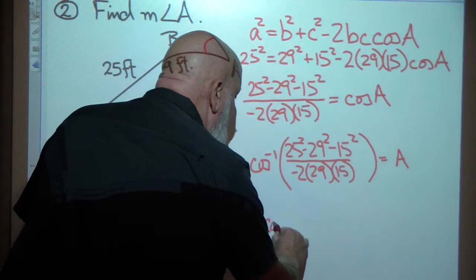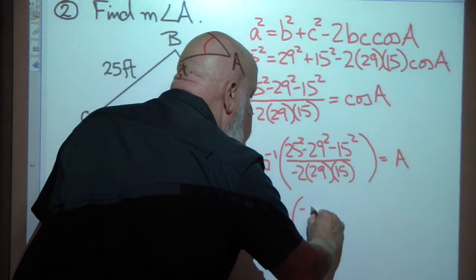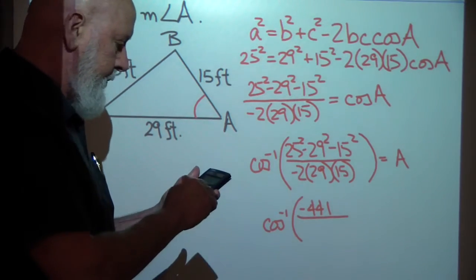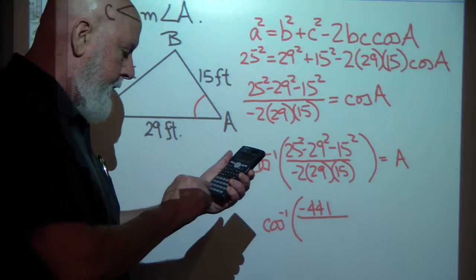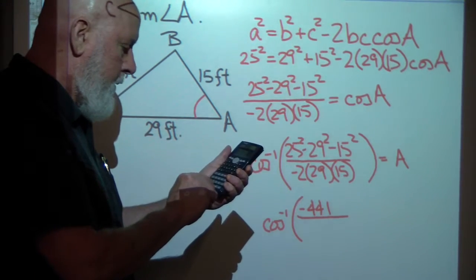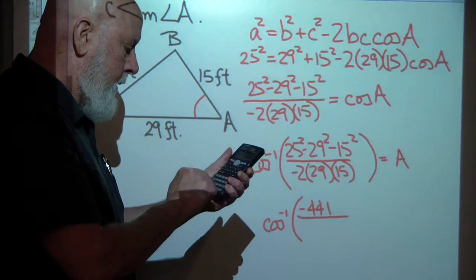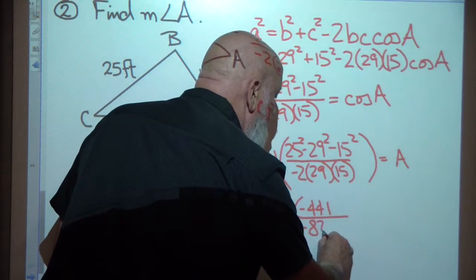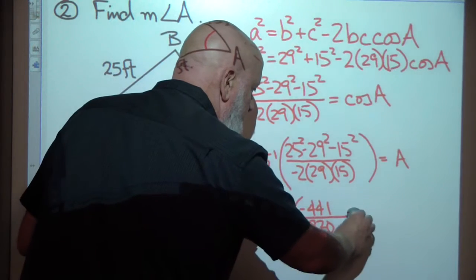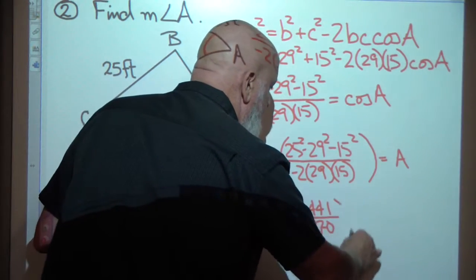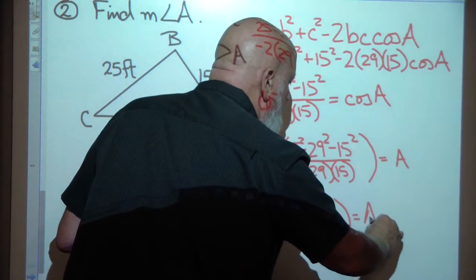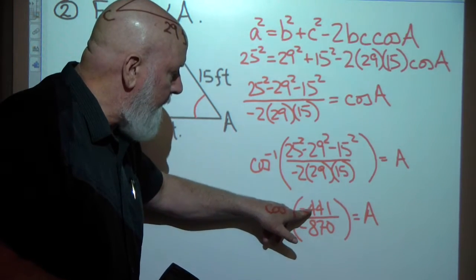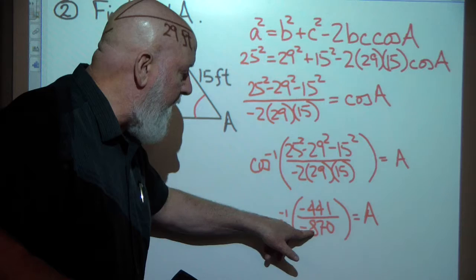I'll do it like this. Top of the fraction, I got negative 441. Now I'm going to do the bottom of the fraction. Negative 870. That's if I haven't made any mistakes. I'm really hoping I didn't. And now I can ignore these negatives because negative divided by negative is positive. I'll do the inverse cosine of 441 divided by 870.